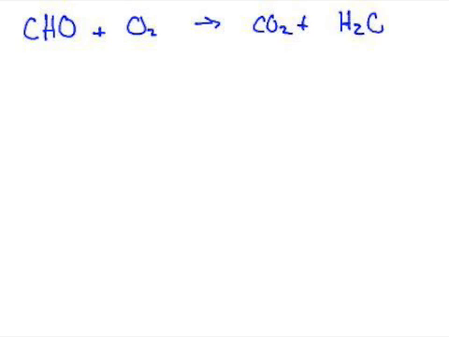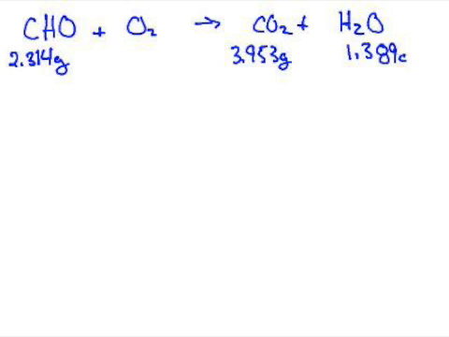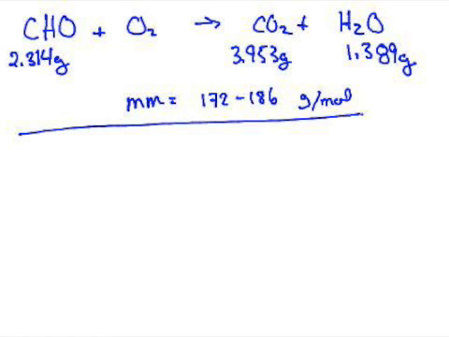Now, tell me the numbers that we know, Mr. Bergman. We have 2.315 grams of galactose. Carbon dioxide is produced, 3.953 grams of that. And of water, we have 1.389 grams. Now, it also gives us that the molar mass of galactose is between 172 and 186, somewhere in there. And this asks us for the empirical and molecular formula of galactose.